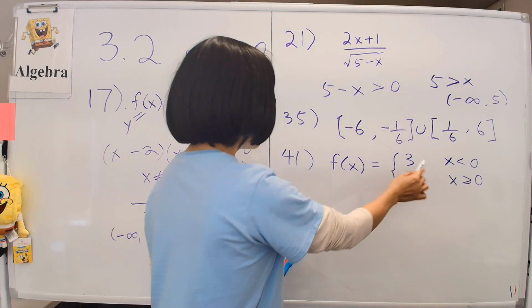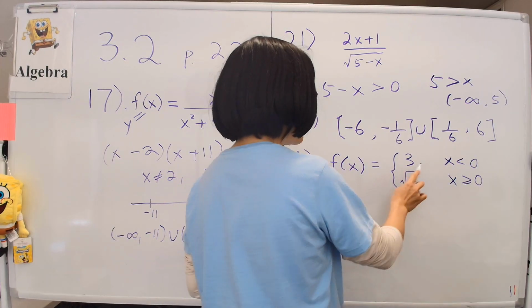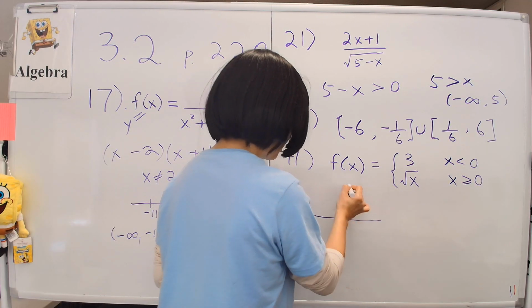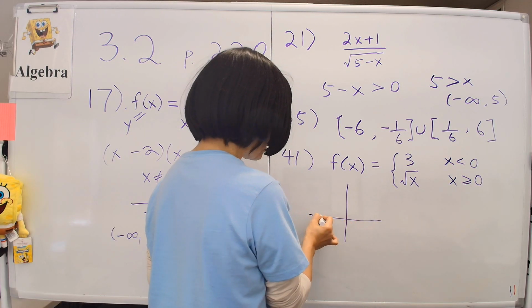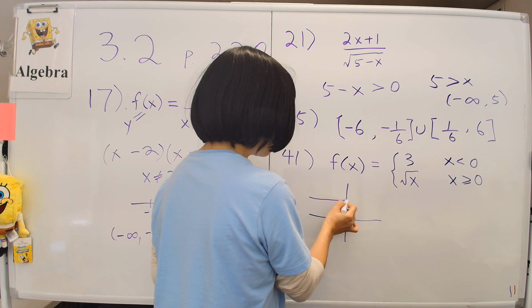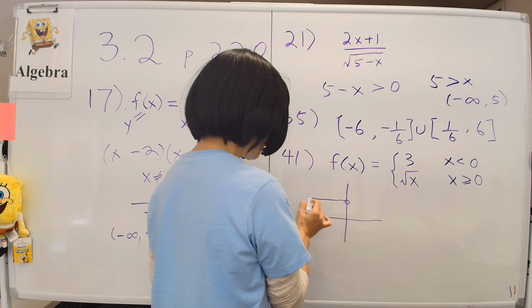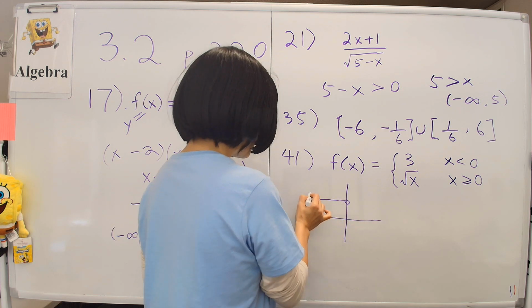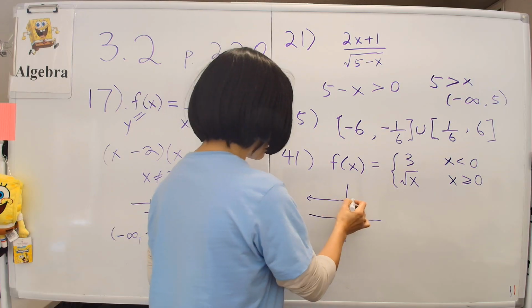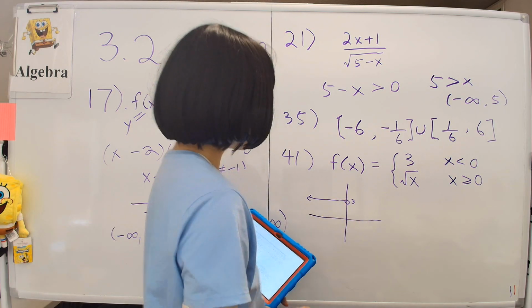It says that for x less than 0, the value of the function is 3. So anything less than 0 over here, the value stays at 3, all the way up to but not including 0. So there's a circle there, a hole. Going back this way, we'll draw an arrow, which means it's 3 the whole time. Here's the value 3 on the y-axis.